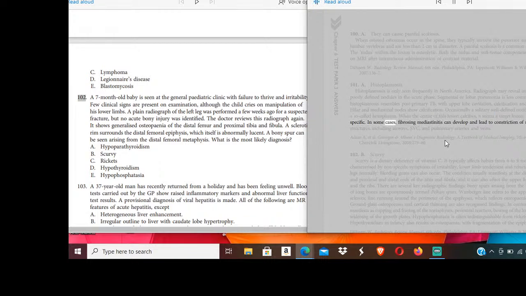In some cases, fibrosing mediastinitis can develop and lead to constriction of mediastinal structures, including airways, SVC, and pulmonary arteries and veins. Adam A., Dixon A. K., Grainger and Allison's Diagnostic Radiology, a textbook of medical imaging, 5th ed. New York, Churchill Livingstone, 2008.